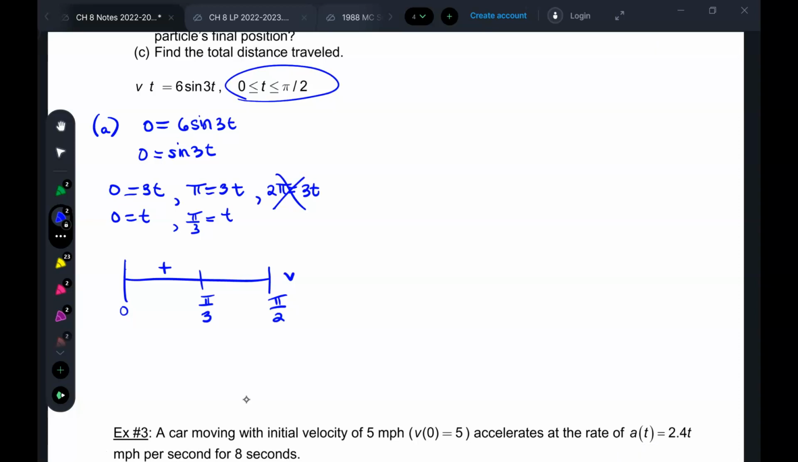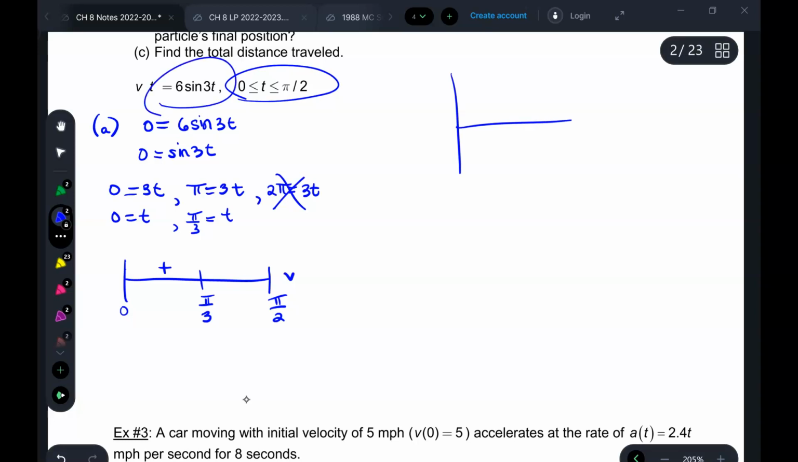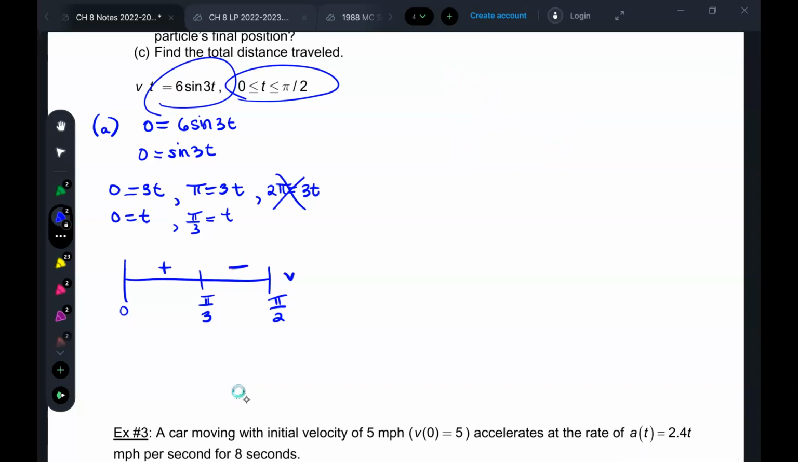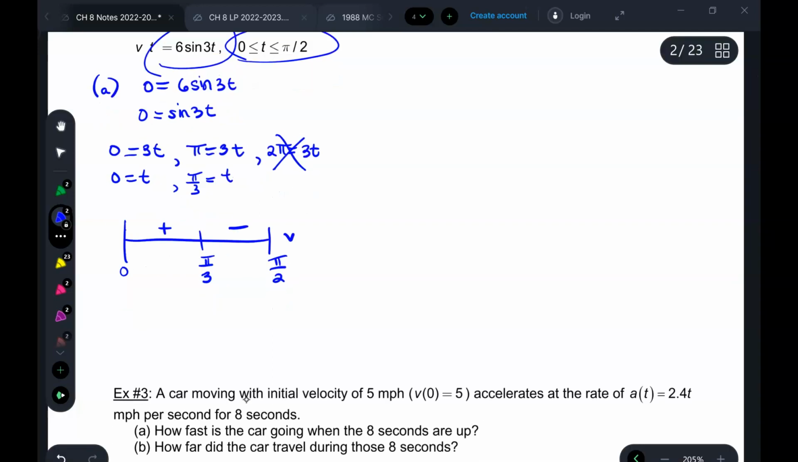Question? I plugged in pi over 4. Listen, you know what a sine curve looks like, right? It doesn't matter, it's positive, so I know it's going to go like that. So what's going to happen between pi over 3 and pi over 2? It's going to be negative. So you can also just use your knowledge of what sine looks like to know that's where, right? Because we know it's got to be equal to 0 at those points, so it's got to cross the x-axis then, right?